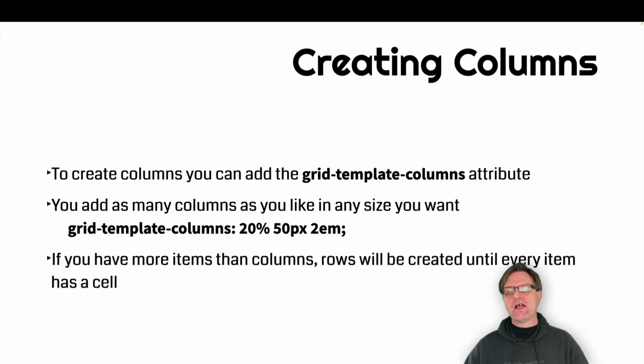So how do we then specify columns? Well, there is an attribute called grid template columns. So we can use that to add as many columns as we like, and we can set them in any size we want. You can use percentage, you can use pixels, and you can use ems and whatever. So then again, if you have more items than columns, well, then the grid will create new rows automatically.